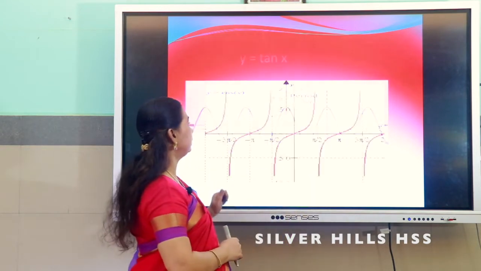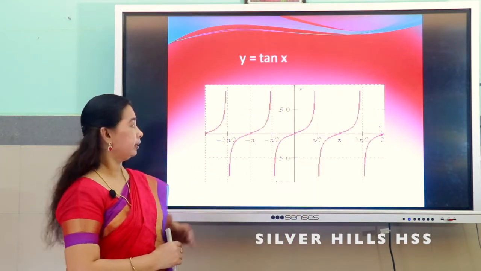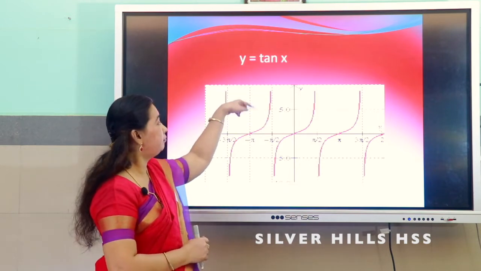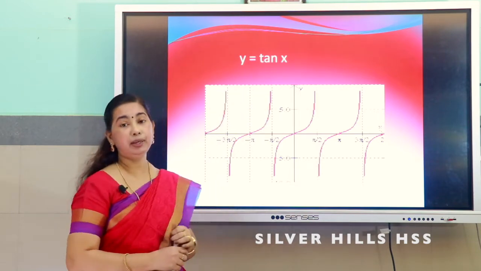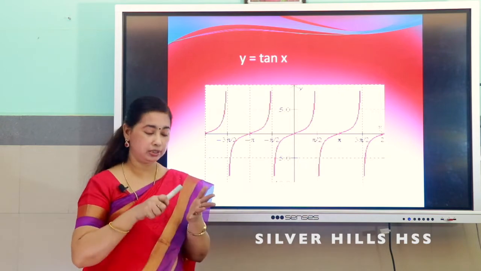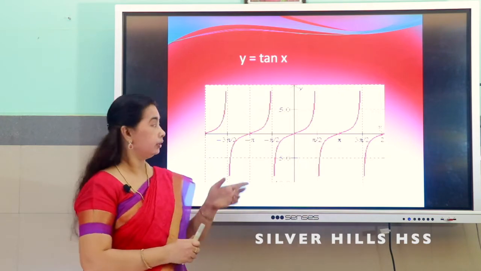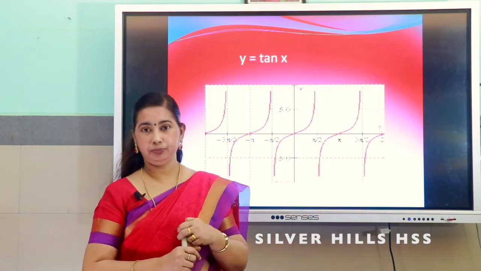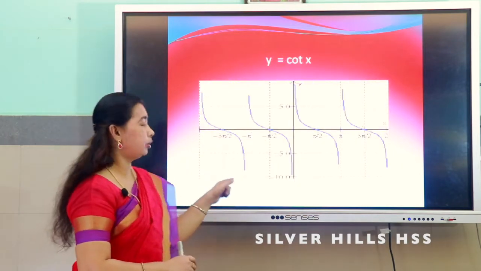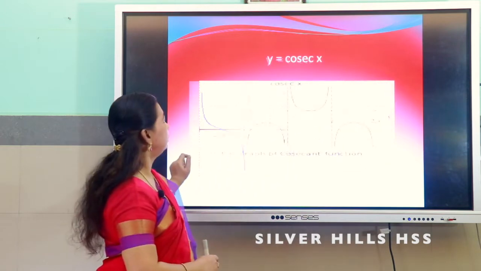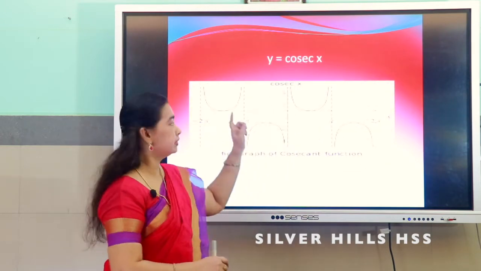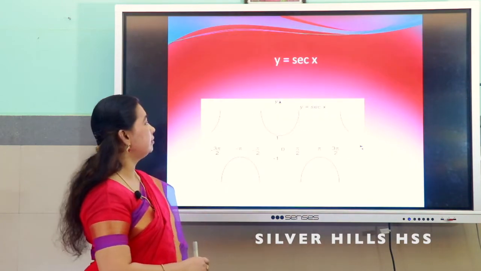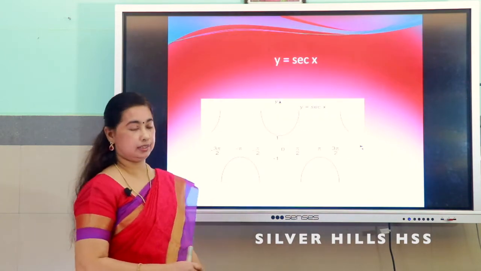And next one is the graph of tan x. In the case of tan x, we can see that it is going to infinity at the pi by 2 values, for all odd multiples of pi by 2. This is the graph for cot x. And these are just to make you familiar with the graphs. This is y equal to cosec x graph, and this is the graph for sec x.